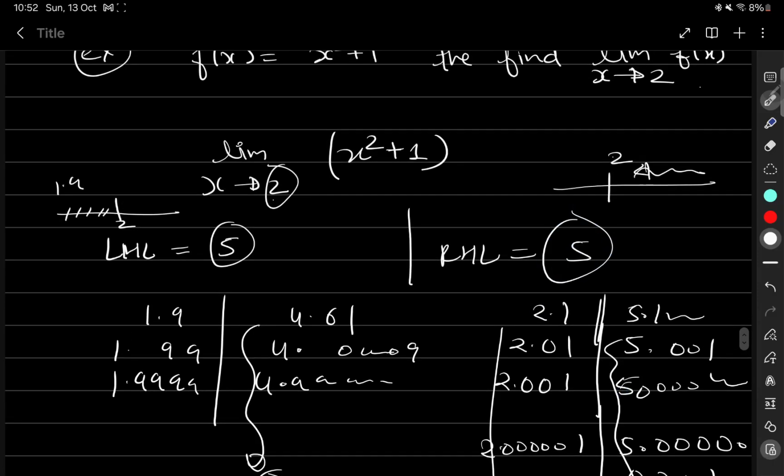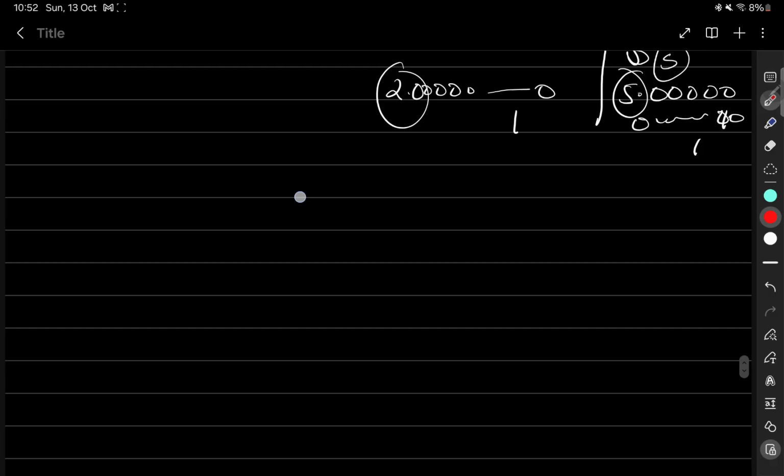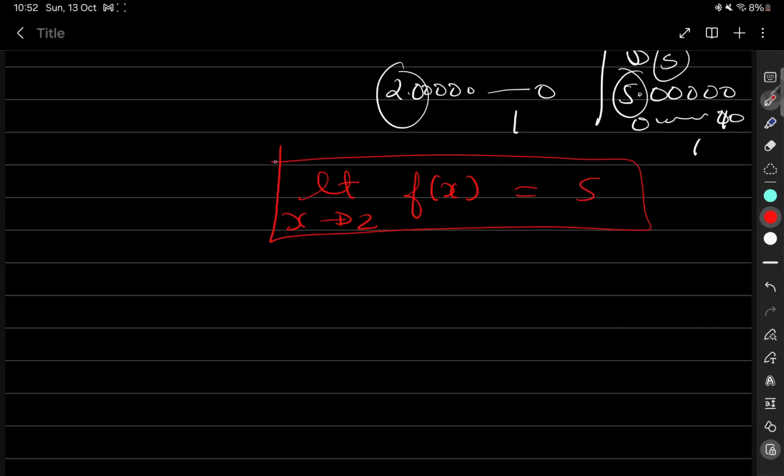Now see, LHL exists, RHL exists, and both are equal. That means limit value at x tending to 2 of f(x) is equal to L, and what is L? That is 5. So this is our answer. Okay, got it?